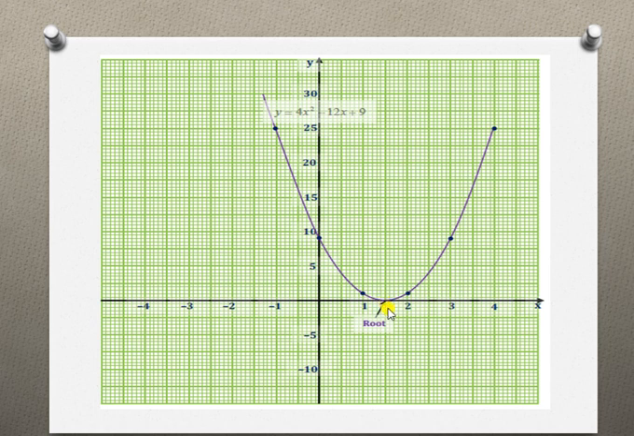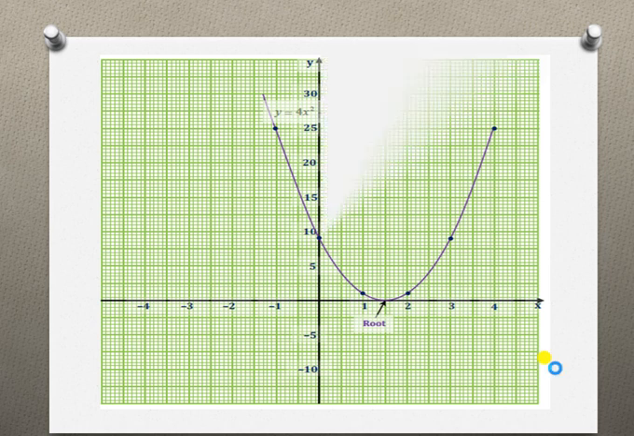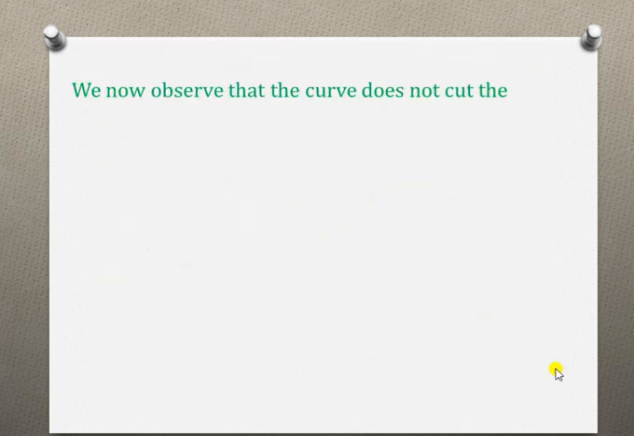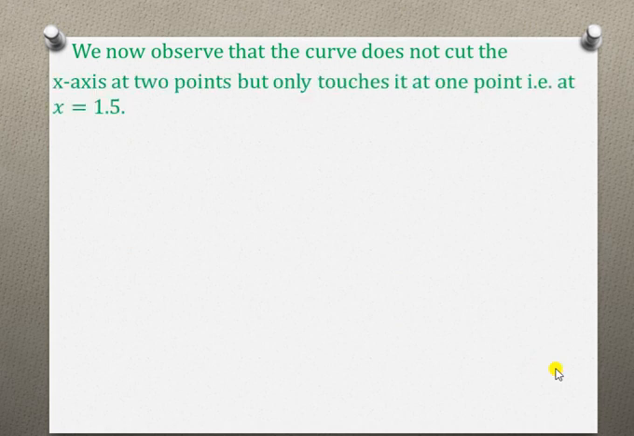But how do you summarize that? You simply say x is equal to 1.5 in brackets, repeated. And that will be your direct and final answer. So we can look at that conclusion. We now observe that the curve does not cut the x-axis at 2 points, but only touches it at 1 point. That is to say x equals 1.5. So we conclude that x is equal to 1.5, but repeated.